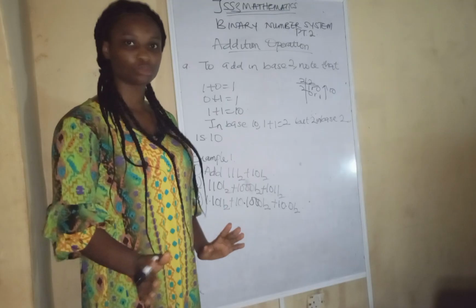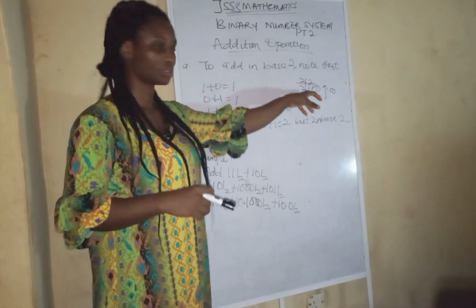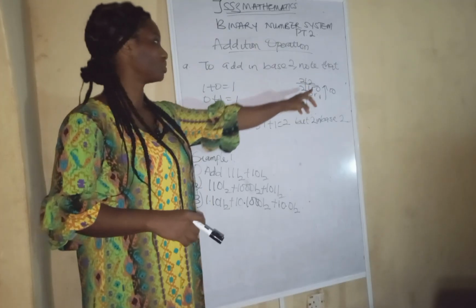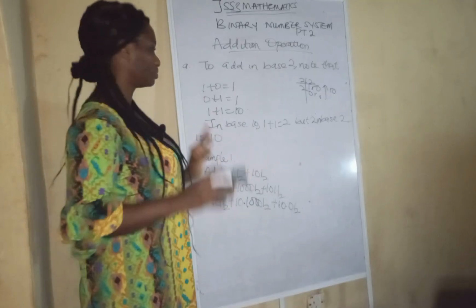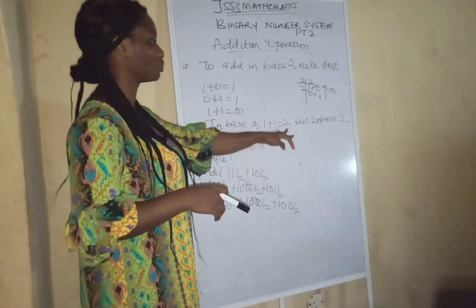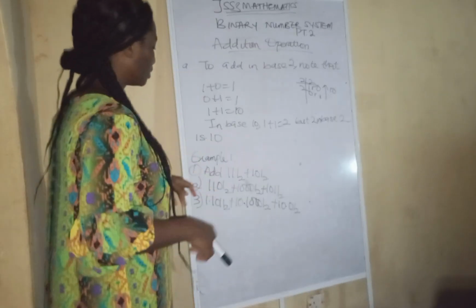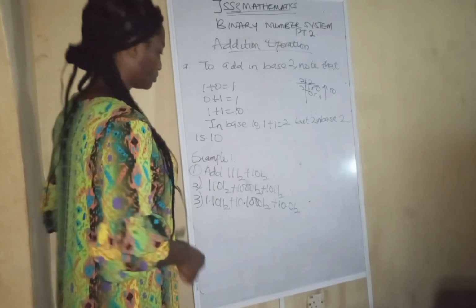Normally 1 plus 1 is 2. So that 2 will now be divided by the base, which is 2. So that's what we just did here. 2 divided by the base, which is 2, makes it 10. So that's how we are going to be solving this. In base 10, 1 plus 1 is 2, but 2 in base 2 is 10. So now we have to add all these ones. Let's solve it right away.